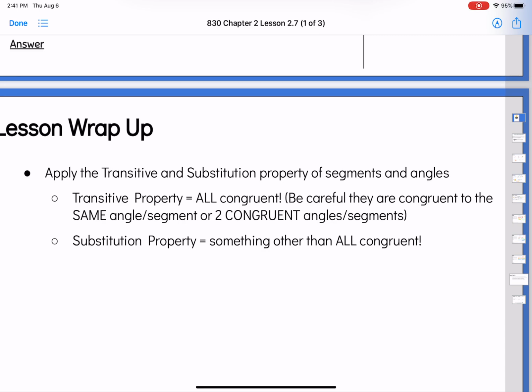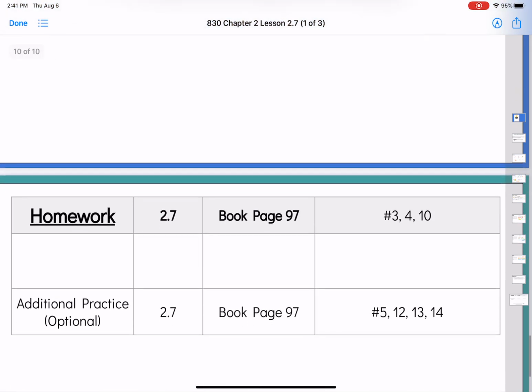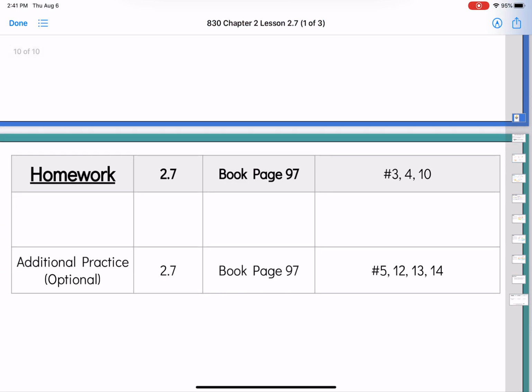All right, so you have some homework from 2.7, a few problems that are going to help you really nail down and understand when it is substitution and when it is transitive. If you're getting stuck, if you seem to always be getting those ones wrong, take a couple of those additional practice problems, check them out, ask your teachers, but hopefully you'll get them pretty quickly.